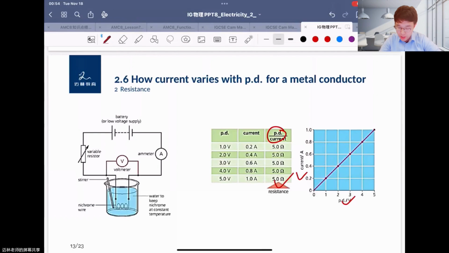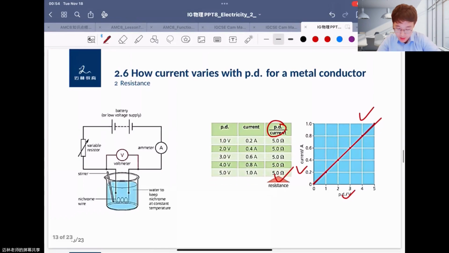So that means if you draw a current and potential difference graph, it must be a straight line. That means the gradient, or the resistance, doesn't change, okay? So this is for the I-U graph. In the future, we will learn how to draw a diode graph and how to draw the I-U graph for filament lamps. We will learn this in the future.